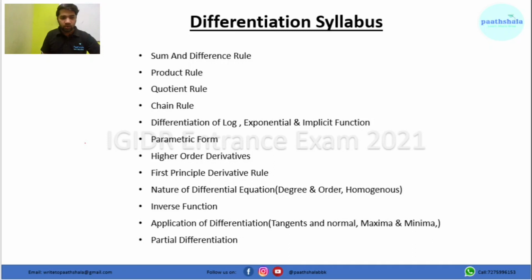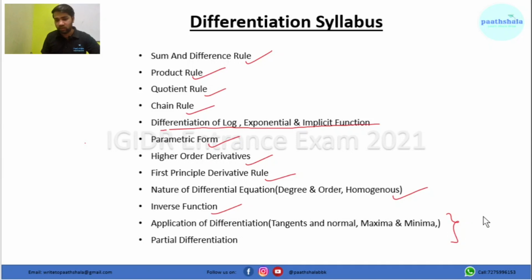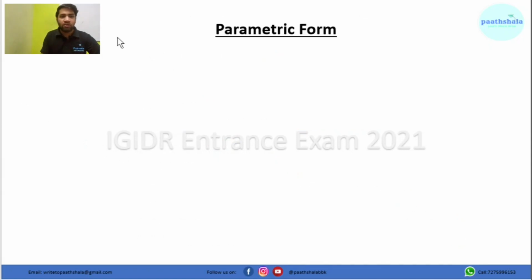So let me quickly begin with the syllabus. In the last class, I covered the sum and difference rule, the product rule, quotient rule, chain rule, and the differentiation of log, exponential, and implicit functions. Today I am going to cover parametric form, higher order derivative, first principle derivative rule, and the nature of differential equation, then inverse function. These last two topics I will cover in the next part of the video. So let's quickly start with the parametric form.